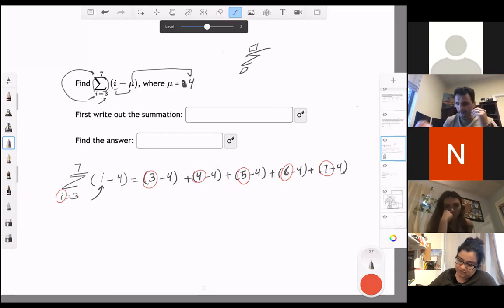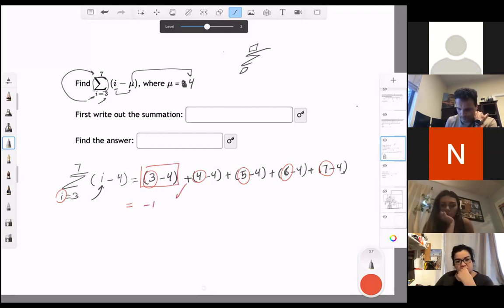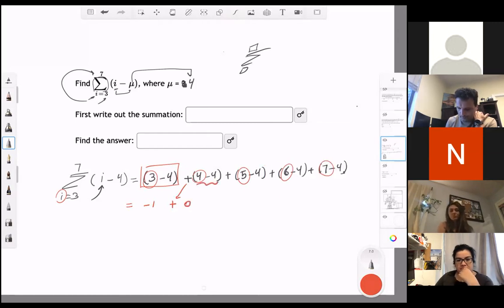The next part is basic algebra that you're going to do with your calculator or your head. You have parenthesis, 3 minus 4 is negative 1. This is plus. This is plus. And 4 minus 4 is 0. Then plus, 5 minus 4 is 1. If you make one mistake, everything will be wrong. Plus 6 minus 4 is 2. Plus 7 minus 4 is 3. If we add them, the negative 1 and the 1 cancel, so the answer is 5.